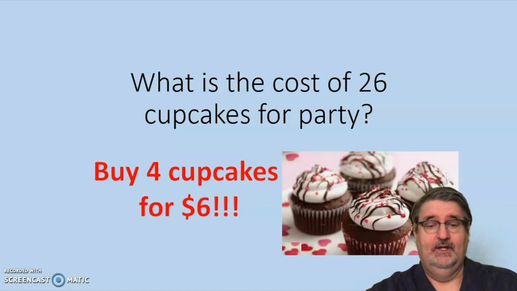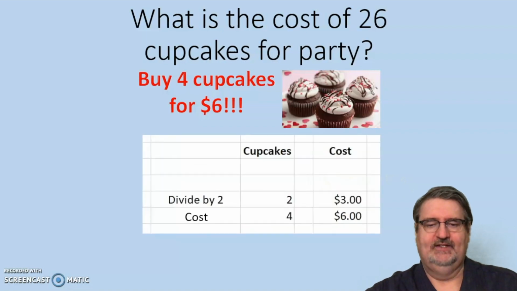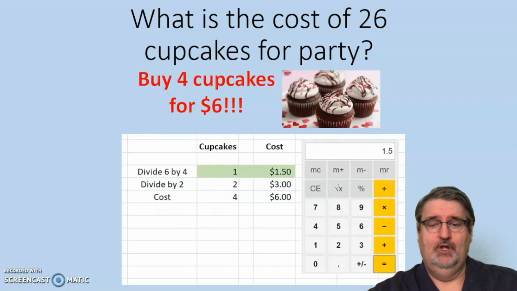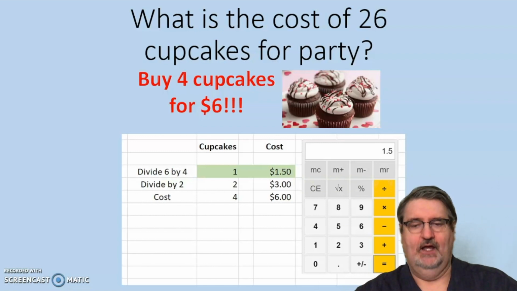For a party, what is the cost of 26 cupcakes for that party? Well, we found 4 cupcakes for $6. Boy, those are fancy looking cupcakes. And we're going to reduce that down until we can get a unit rate. So we divide by 2, and we find that would be $3. When we divide the $6 by 4, we get 1 cupcake equals $1.50. So our unit rate is $1.50.